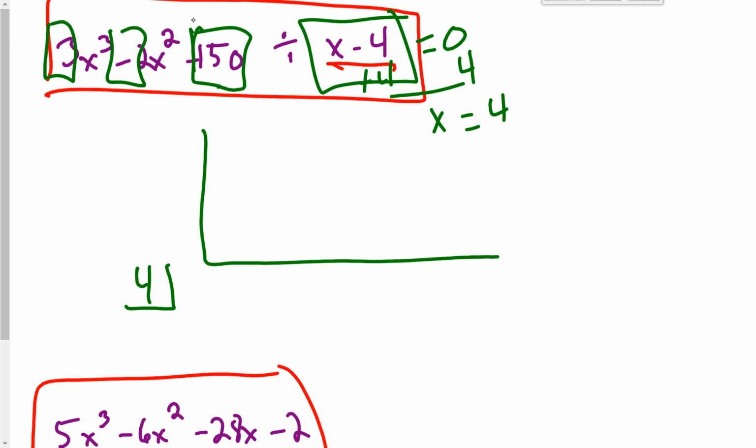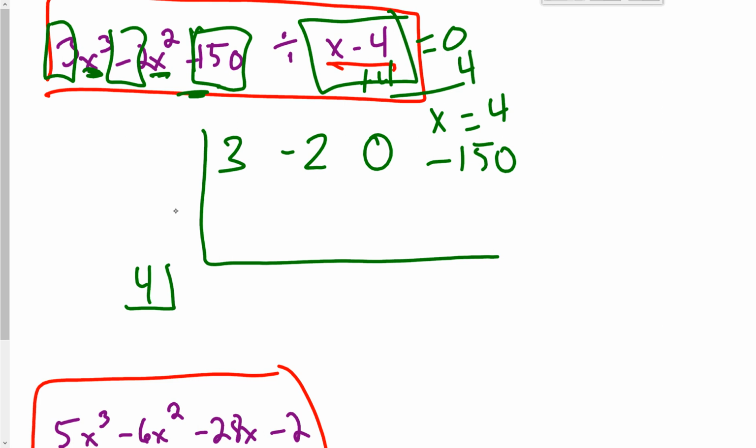So you start with the largest degree first, so that'd be the cube, right? So you start with that 3, and then it's a degree of 2, and then I'm missing degree of 1, just a plain x, so I need to put a 0 in that spot. Whenever you're missing a term, you need to put a 0 in that spot. Same thing with long division. And then my constant, negative 150. Okay, now this first row is my coefficients in order from largest to constant.